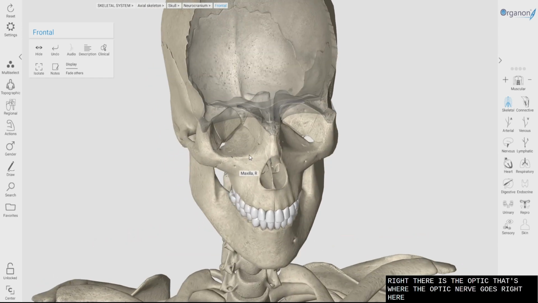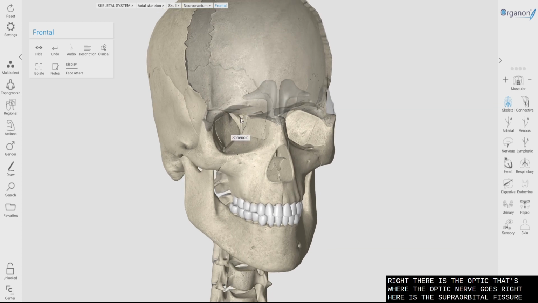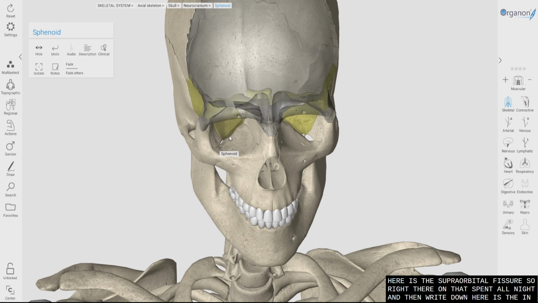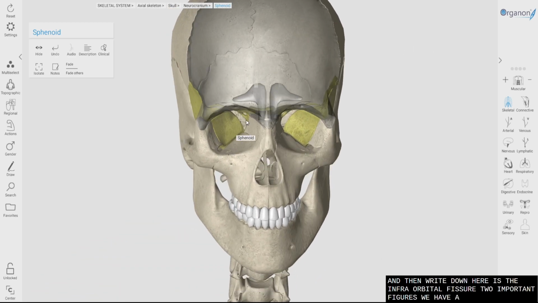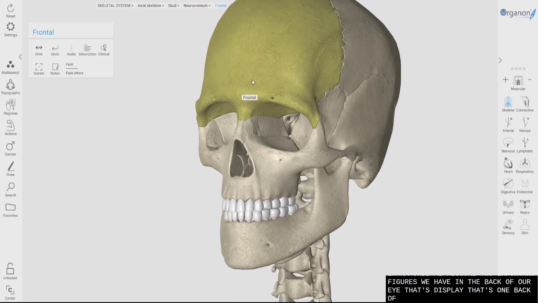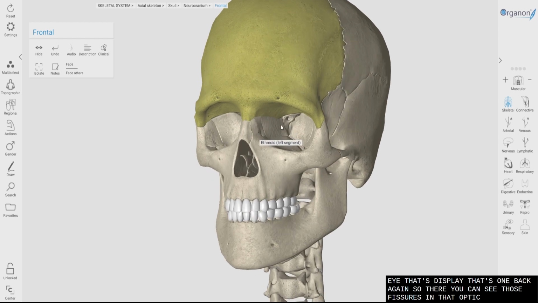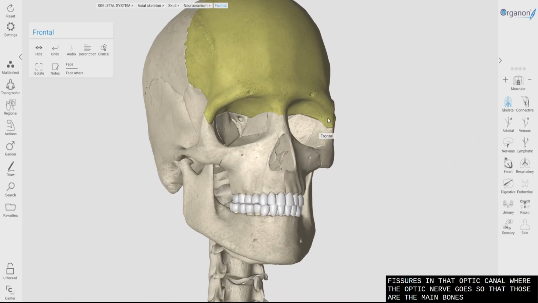Right here is the supraorbital fissure. So right there on that sphenoid. And then right down here is the infraorbital fissure. Two important fissures we have in the back of our eye. Let's display that one back again. So there you can see those fissures and that optic canal where the optic nerve goes. So those are the main bones of the skull.